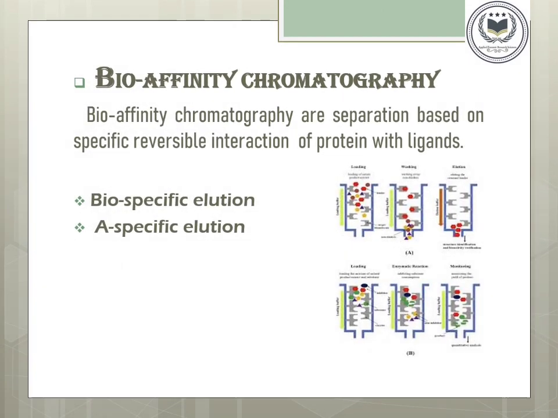Next is bioaffinity chromatography. Bioaffinity chromatography is separation based on specific reversible interaction of protein with ligands. There are two elutions, biospecific and aspecific elution. Biospecific elution can be used to describe the use of a natural ligand in eluting the desired component from a column, rather than the less descriptive term affinity elution.